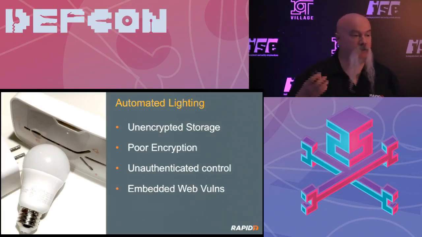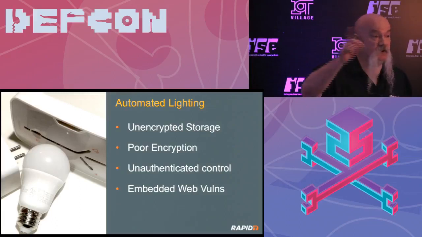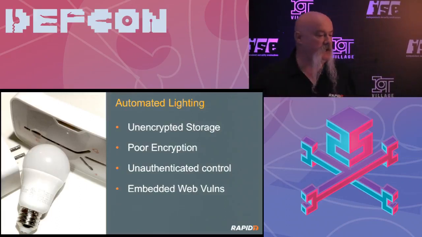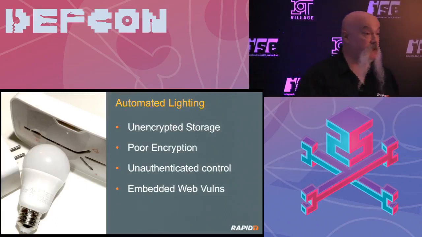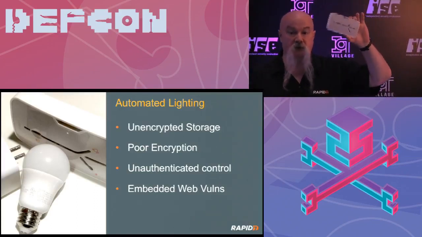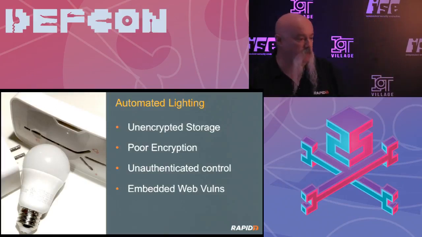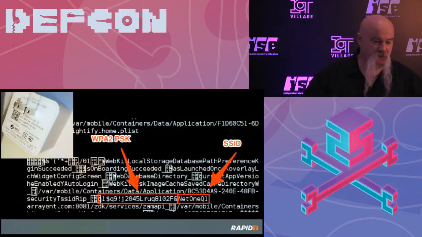Things we found: the common unencrypted storage of information, poor encryption in the communication, unauthenticated controls, and embedded web vulns. Remember, a lot of this technology, especially as you move into the enterprise stuff, all have web servers. And those web servers are fraught with issues. So let's go ahead and start off.